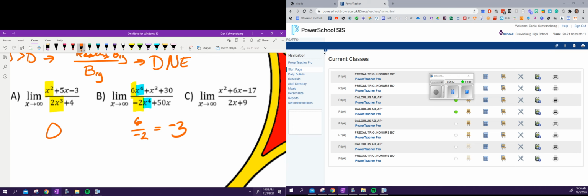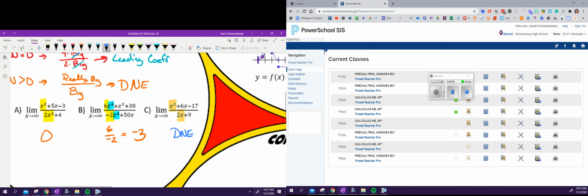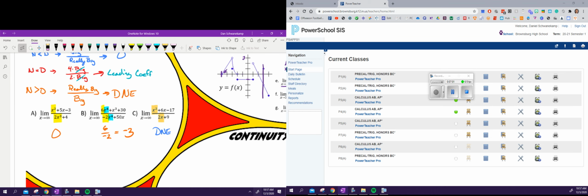And then letter C, if we're dealing with that one here, Isabel, where is it bigger, on top or bottom? It's bigger on the top because it's x squared on top and it's just x on bottom. So if it's bigger on top, what's my limit going to be? It's DNE, because if it's bigger on top, it's going to keep growing and growing and growing and never stop. Limits as x approaches infinity. Questions there?